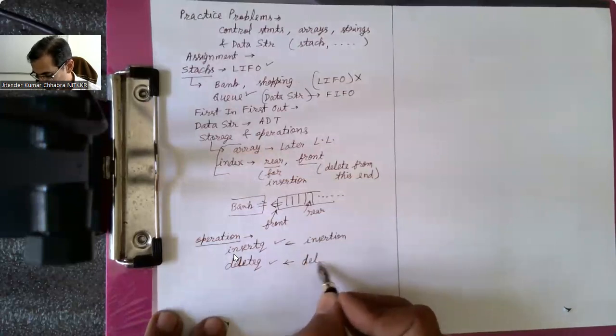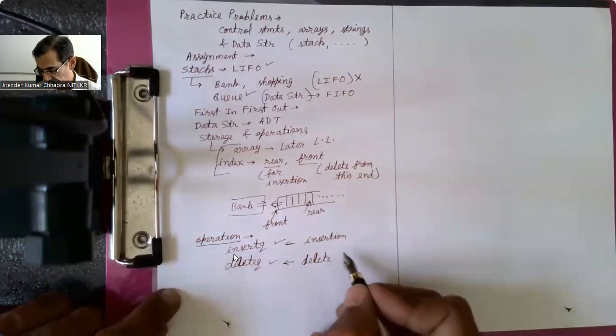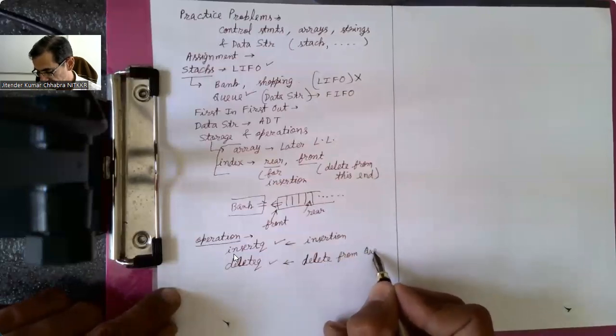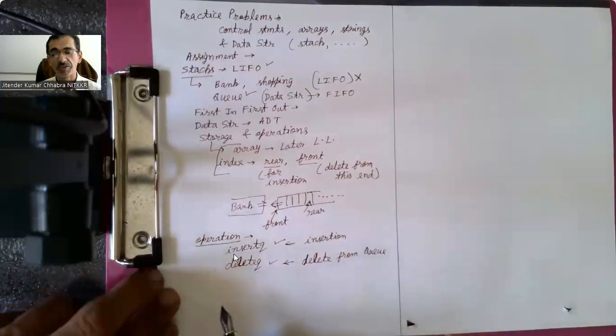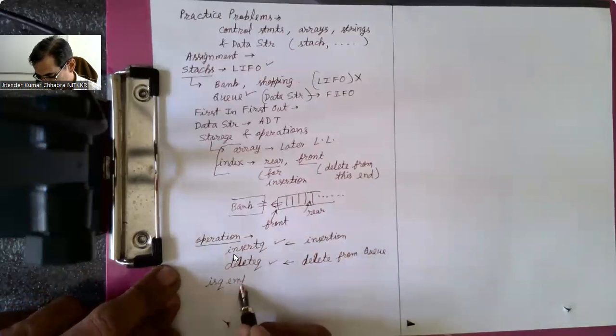Remember, these should not be called push and pop, which will be incorrect names. For a queue, push and pop are never words used. They are explicitly used for stack only. So here you will say insertion into a queue or delete from queue. Then, of course, like in stack, here also we can have is queue empty and is queue full as Boolean operations.